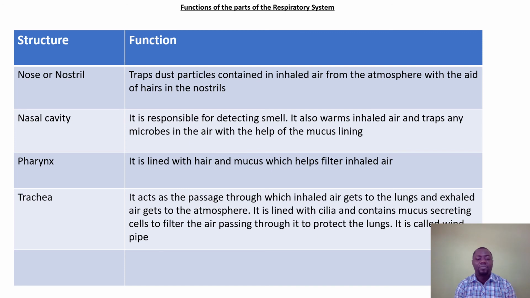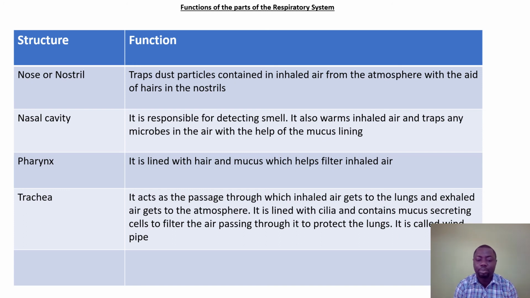Alright. Pharynx. It is lined with hair and mucus, which helps filter inhaled air. So you can see that the nose, the nasal cavity, the pharynx, all that we have mentioned so far, they are trying to prevent certain things from getting into the lungs. So at every step of the way, they are filtering the air that we breathe in. So the pharynx is lined with hair and mucus, which helps filter inhaled air.